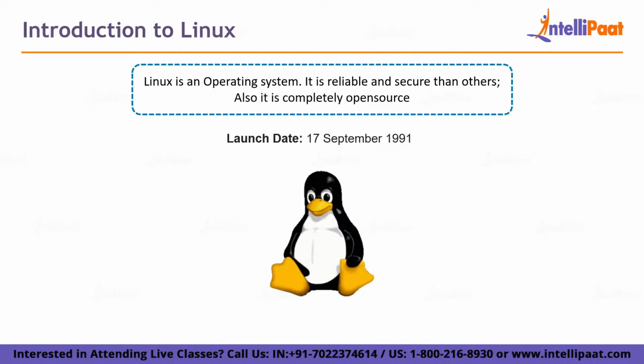Moving on, Linux is an operating system. It is more reliable and secure than other operating systems. Also, it is completely open source. This basically means you can take the basic Linux operating system structure and create your own operating system using that. It was launched by Linus Torvalds on 17th September 1991. So it is more reliable and secure than others.